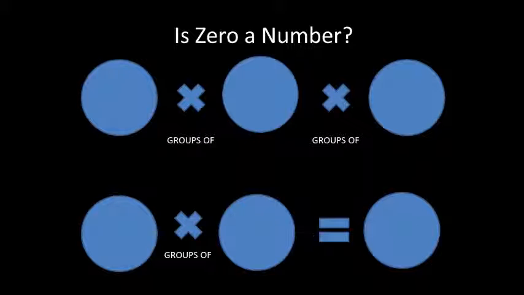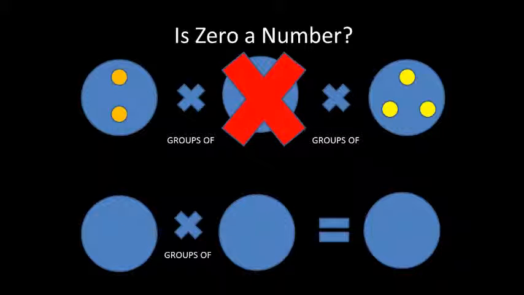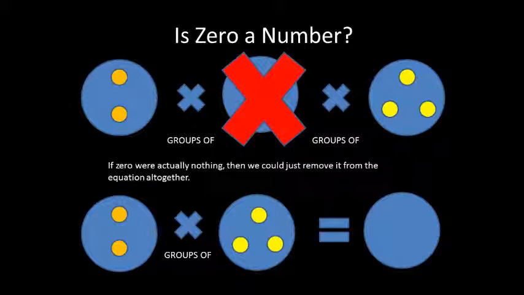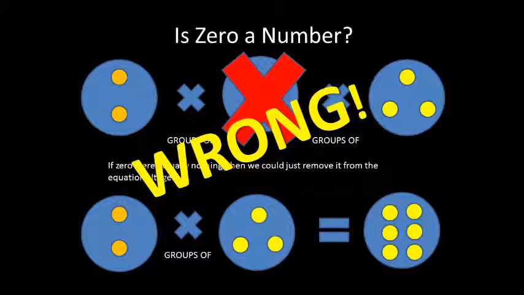The blunder many people make is they mistake 0 as literally nothing, and therefore they remove it from the entire equation. But if we remove the 0, then we're left with 2 times 3, which equals 6. Unfortunately, this would be wrong, because 0 is more than just an empty placeholder.